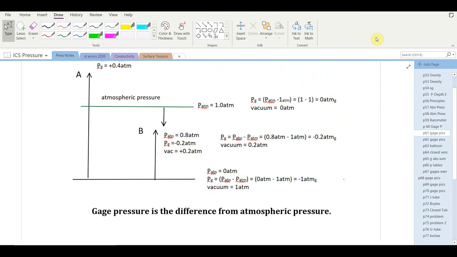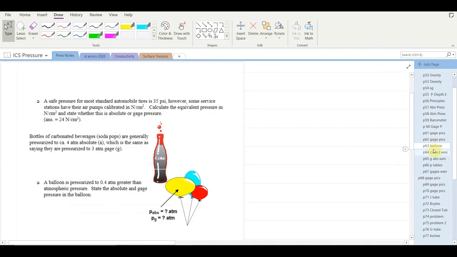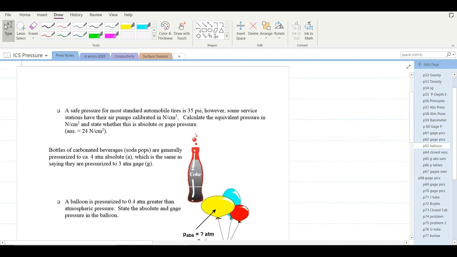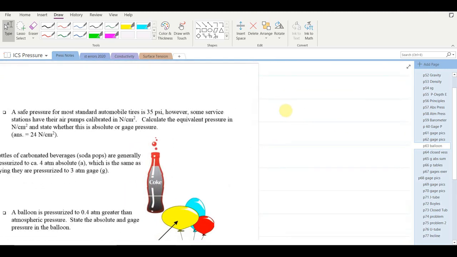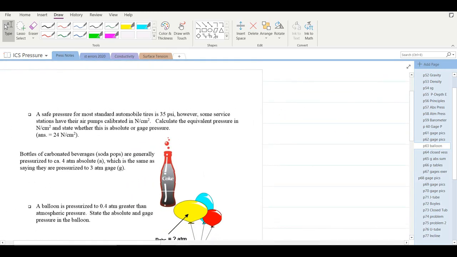Let's skip ahead to page 63. A safe pressure for most standard automobile tires is 35 psi. However, some service stations have their air pumps calibrated in newtons per square centimeter. Calculate the equivalent pressure in newtons per square centimeter. State whether this is absolute or gauge. Well, hopefully it's gauge, because it's measuring tire pressure, right?